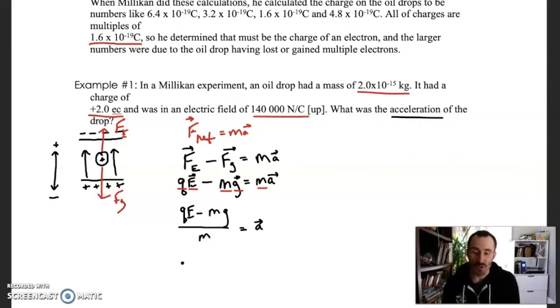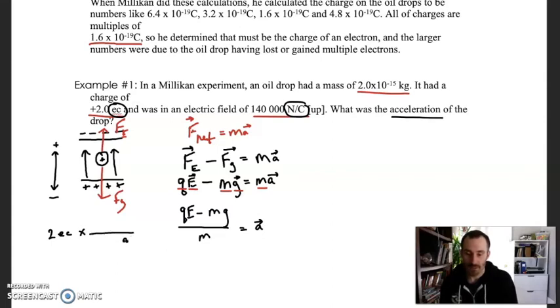So my charge is 2 ECs. I notice in my question that my units of charge are ECs and my units of field strength are newtons per coulomb. So the coulombs and the ECs don't match. I can't put them in the same equation, so I need to convert one of them. The easiest way I would say is to change the ECs into coulombs. So 2 ECs, get rid of the ECs, change it to coulombs.